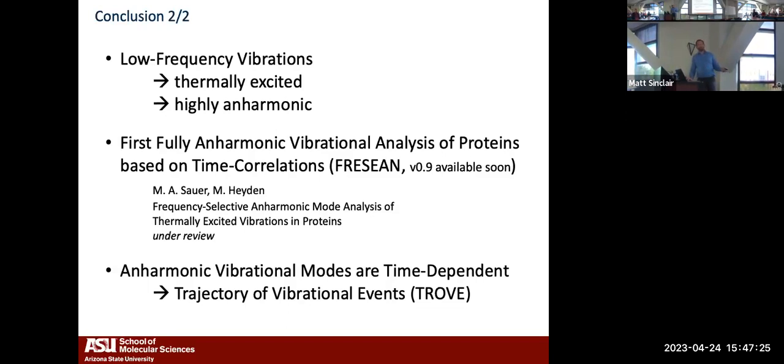And then we can also analyze your trajectories and see how your system jumps from one state to another and how vibrational modes are changing. This is a trajectory of vibrational events that I played the audio part.